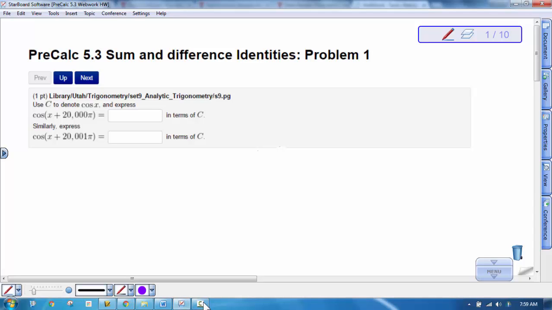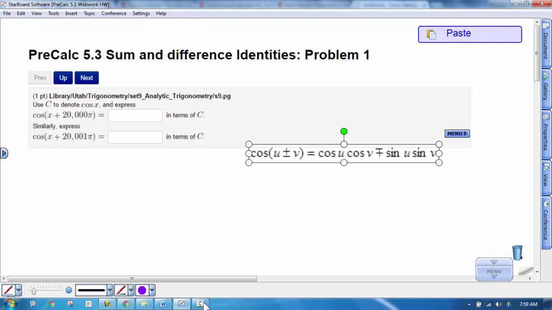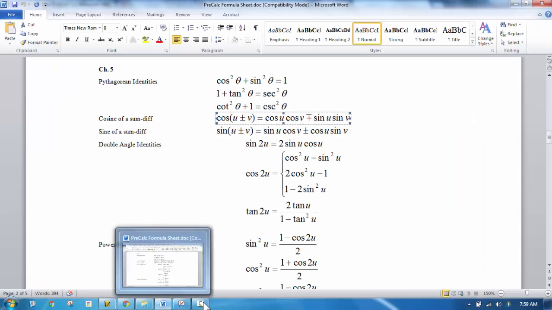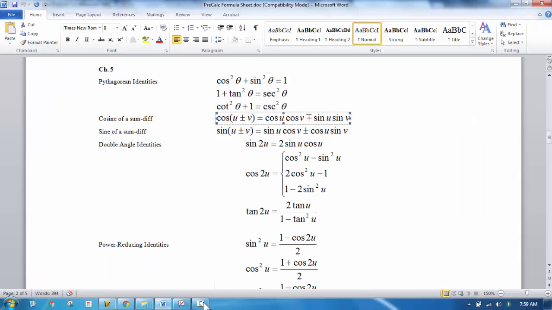Okay, this is 5.3 homework help. First problem gives us cosine of two angles added together. So we're going to use our sum formula, which is right here. It's on the formula sheet, by the way. I'll pull that up for you. Right here. Cosine of sum and difference and sine of, these are the two formulas we're using today.